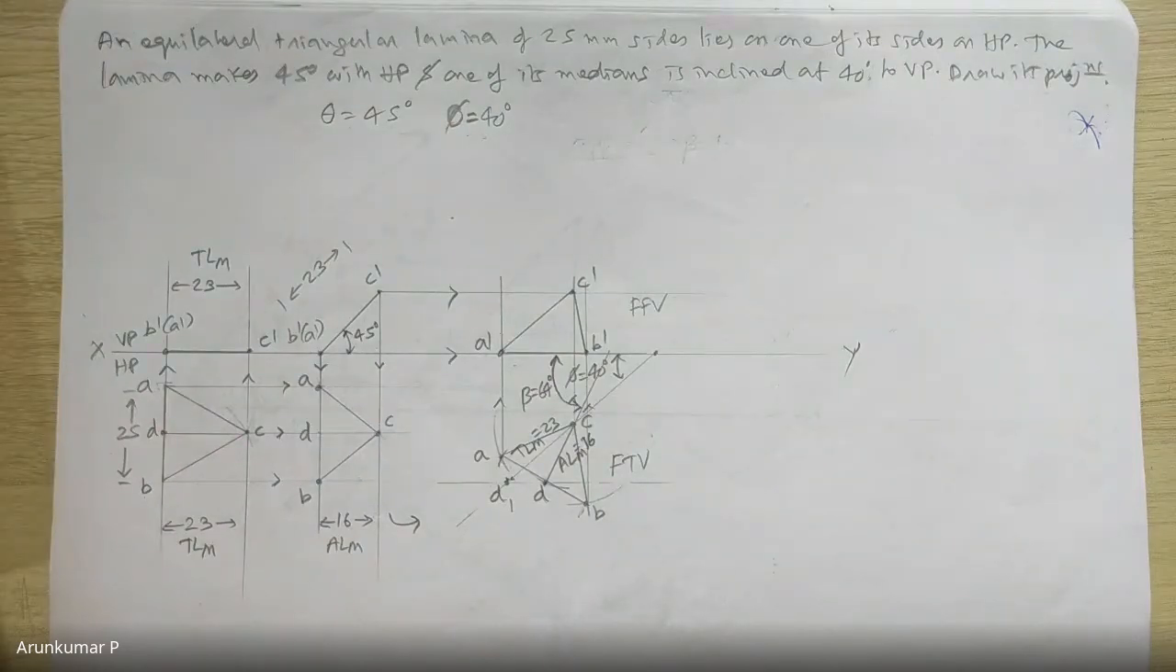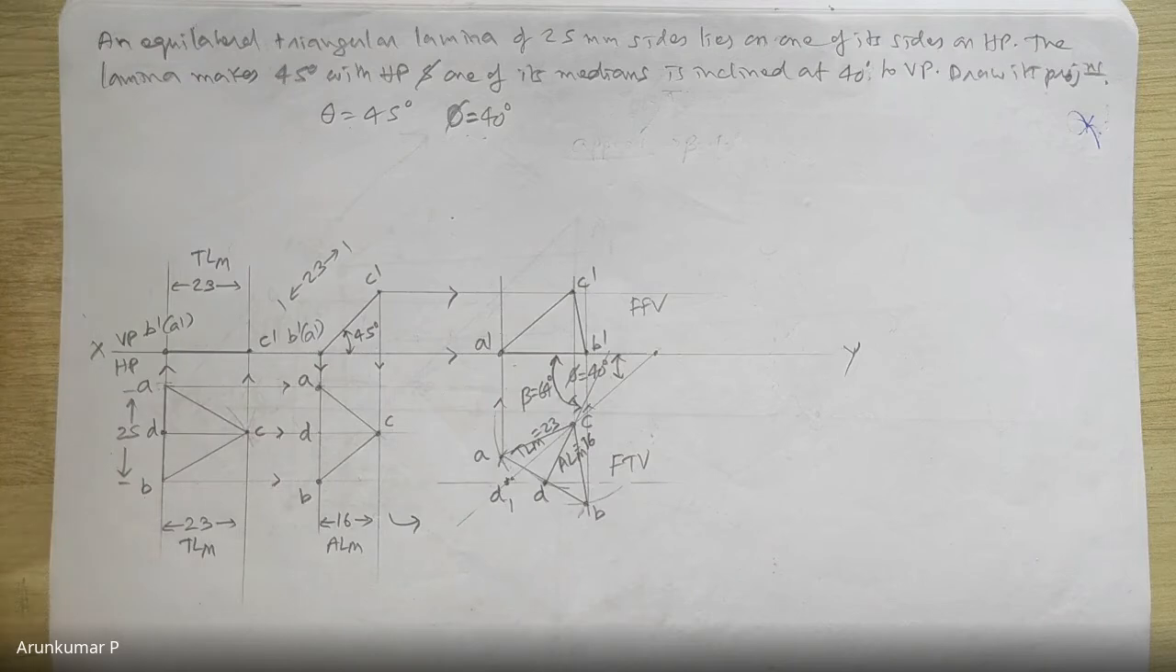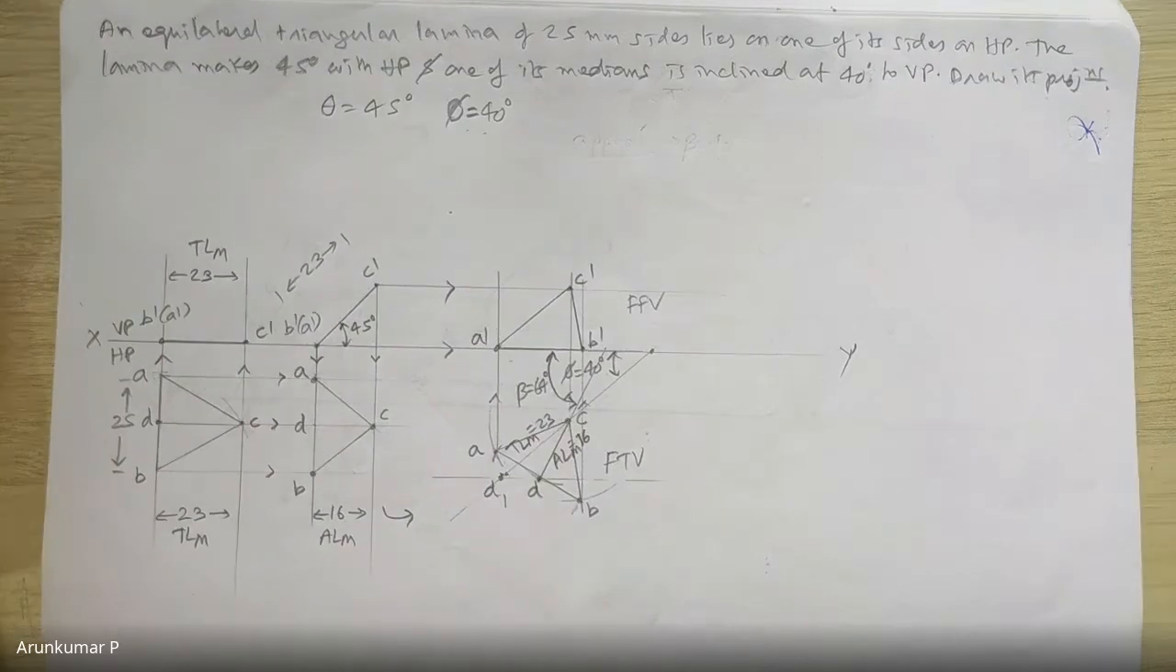So we'll take up one case. Of course, that is not very common. 95% of the problems are the lamina resting on HP. You get only 5% lamina resting on VP, and it is not very common. So no need to focus much on that. But anyway, you should know how it is to be solved. So we'll do that.